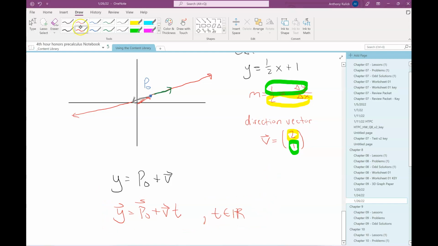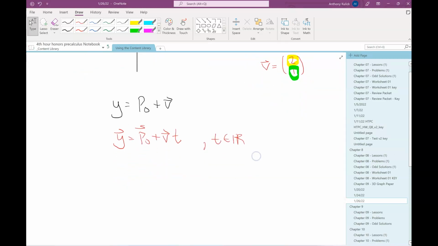Okay, but these are not the letters that we use to represent our formula. The tradition is to use r, r naught, and then vt.